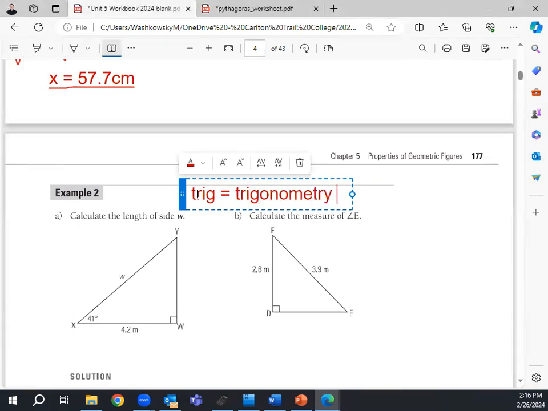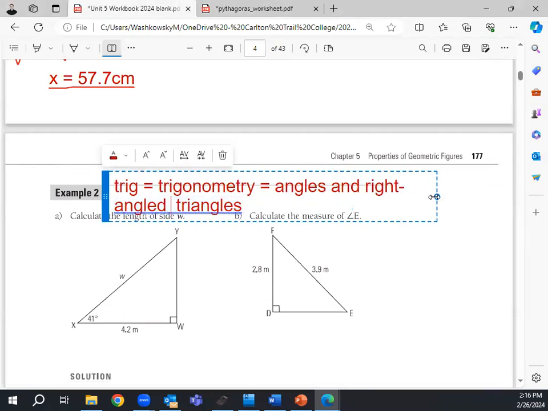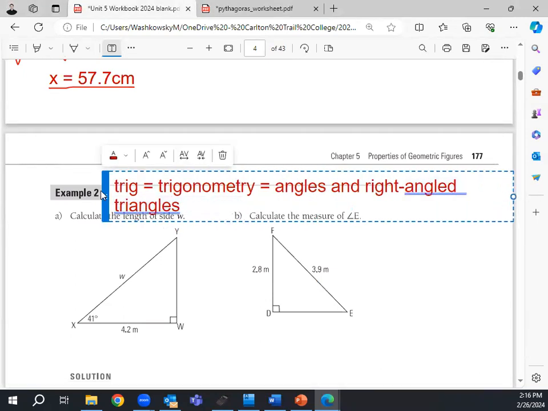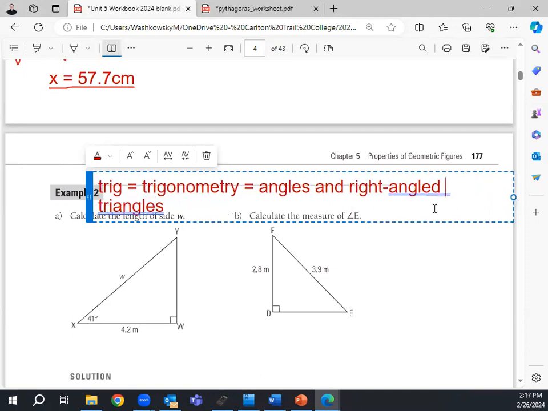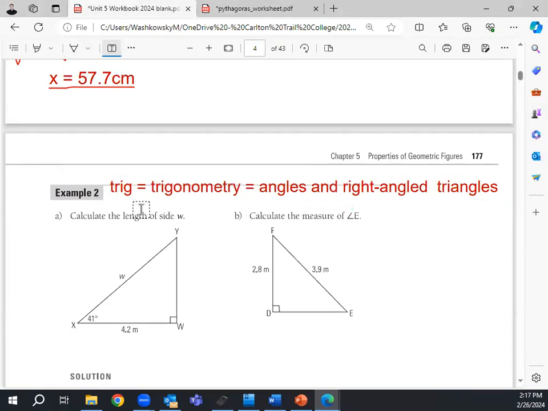Trigonometry. That's all code words for you're using right angles. Sorry, you have angles and right angled triangles. You don't need to write this down, by the way, but just so you know, whenever I say trig, this is what I'm referring to. It is saying that, hey, you have a right angle triangle and you're using angles in some way, shape, or form. The second there's an angle involved, it's trig.